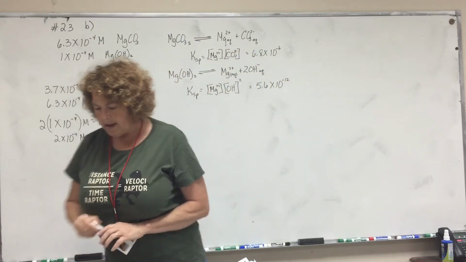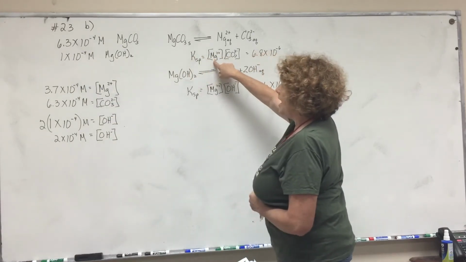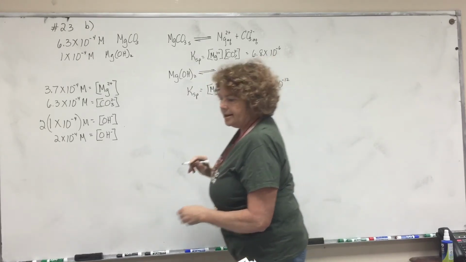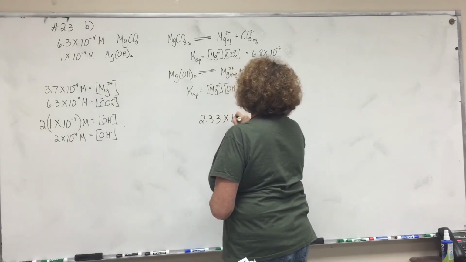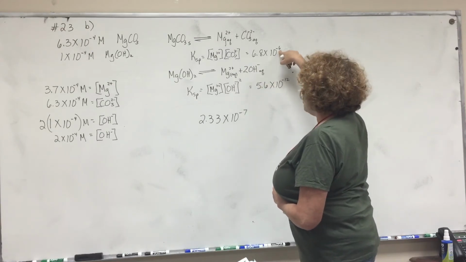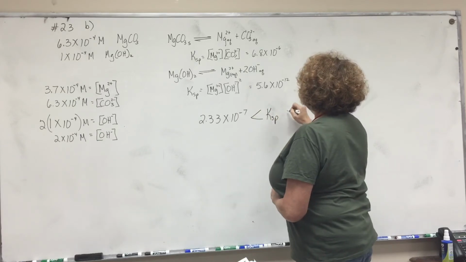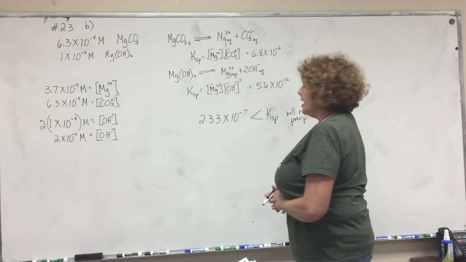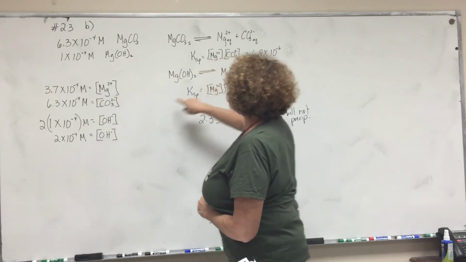So if I plug in 3.7 times 10 to the negative 4 for that, and 6.3 times 10 to the negative 4 into that, I get 2.33 times 10 to the negative 7. Well, look at this number. That's smaller than this number. So it's less than Ksp, so it will not precipitate, okay?